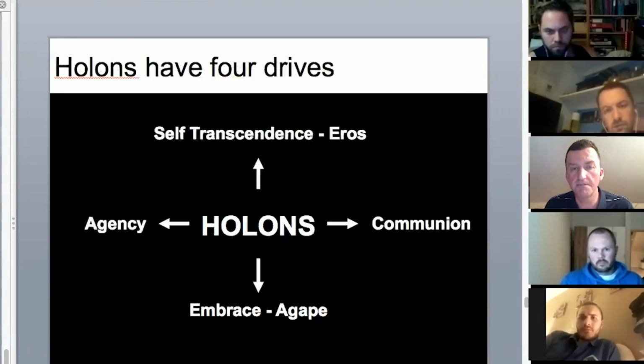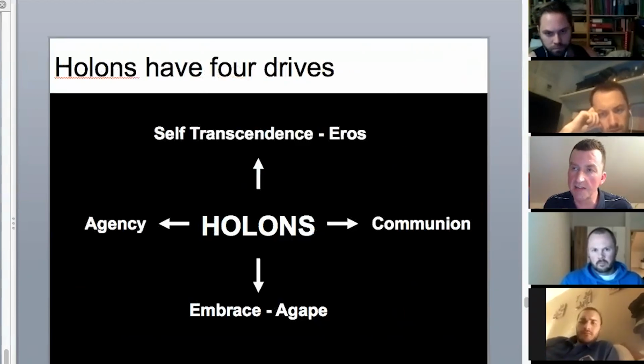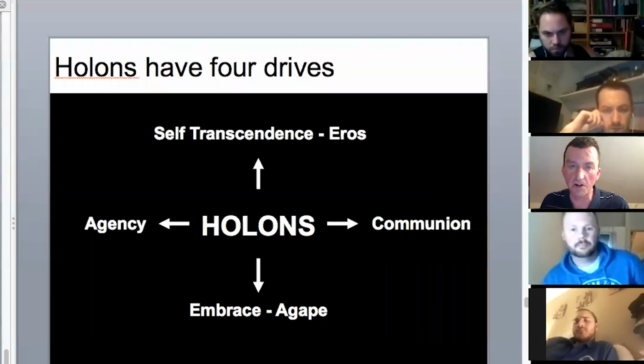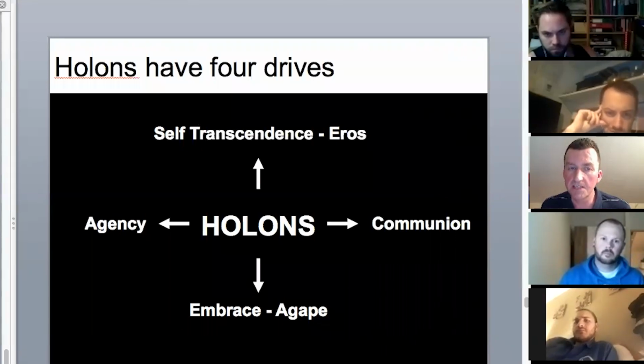And holons have four drives. Each holon has a drive for self-transcendence, the drive to move towards the next level of complexity. It also has a drive for agency, to maintain itself as a self within the pressures of the environment. Self-transcendence and agency are masculine characteristics. Holons also have a drive for communion and embrace, or agape. These are more feminine drives.